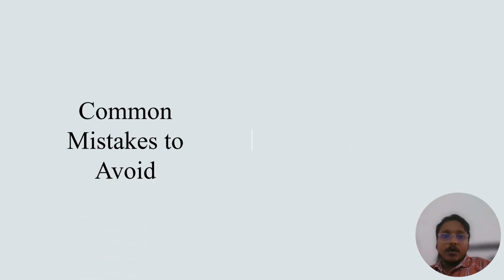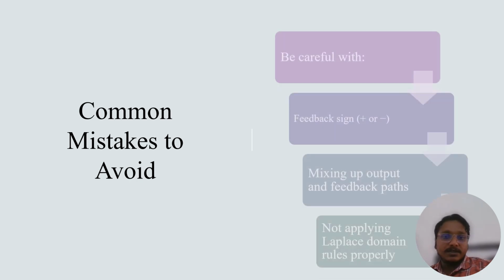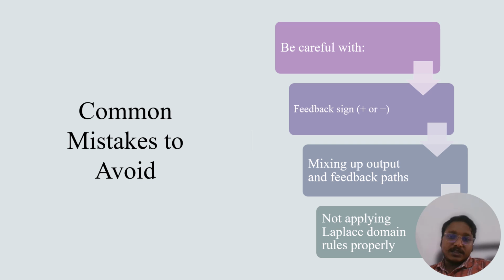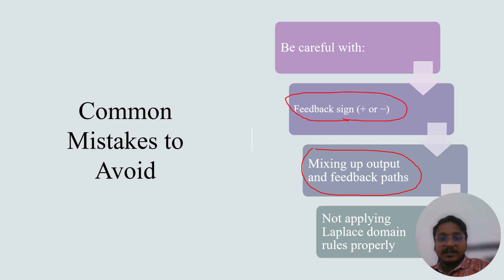Okay. Now, common mistakes. There are multiple common mistakes when reducing block diagrams. First and foremost is the signs. Whenever the feedback is either plus or minus, we need to check it. The summation points, mixing points and feedback points also need to be handled very carefully.